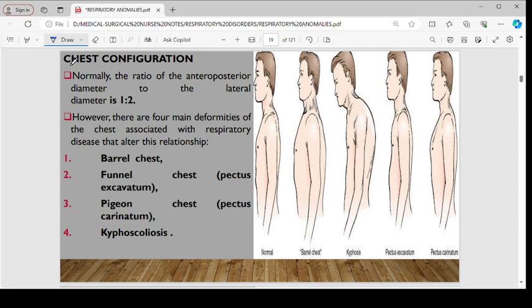Based on that, we have some different chest configurations. Normally, we base on the anterior posterior diameter to the lateral diameter. If you compare the anterior posterior to the lateral diameter, the ratio should be 1 to 2. However, there are 4 main deformities of the chest associated with respiratory disease that alter this relationship. So we could be talking of the barrel chest, the funnel chest, the pigeon chest, or the kyphoscoliosis.